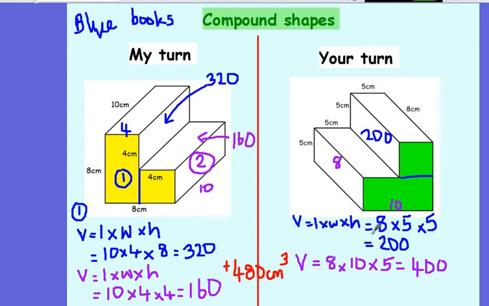So our final step is to add those two volumes together. 200 plus 400 gives me 600. Is that my final answer, James Cork? No, I need a unit. My unit is centimetres cubed.